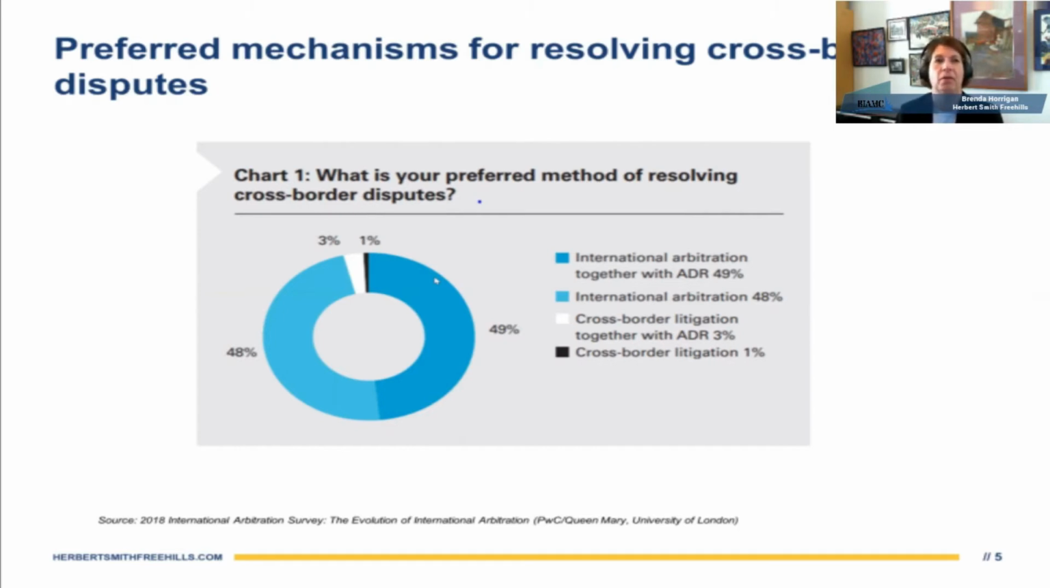So you would have perhaps a staged situation where you first go to mediation, and if you can't resolve the dispute through mediation, then you go to international arbitration. Another 48% of the respondents said they would prefer to go directly to international arbitration. So you can see there that we've really got 96% of the respondents saying their preferred mechanism for resolving cross-border disputes is arbitration in some form.